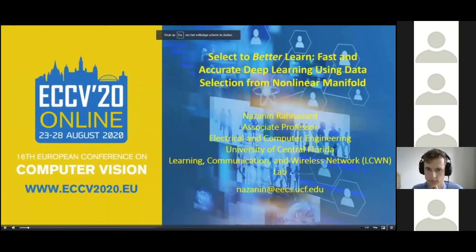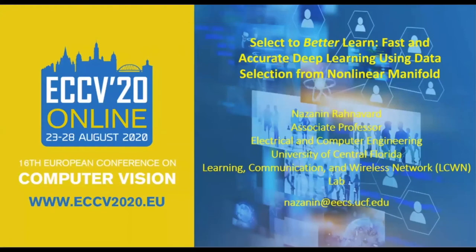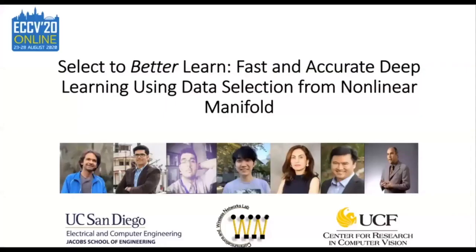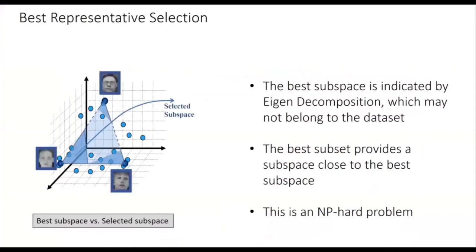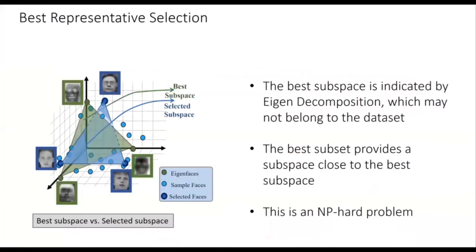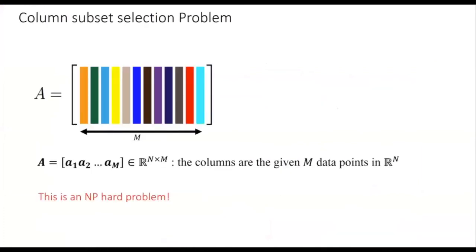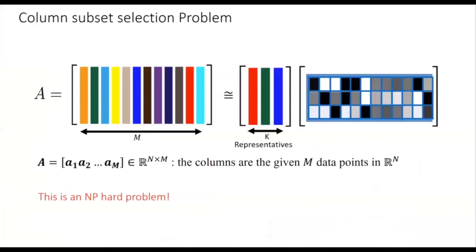Hello, my name is Nazan Rahnavard, and this presentation is about our recent work on introducing a fast and accurate algorithm for selecting best representatives of a large dataset with many applications in deep learning. Given a data set, our aim is to select only k data points whose linear combinations best approximate the whole data set. For that, the subspace of the selected data points should be closest to the subspace spanned by the first k spectral components. This problem can also be cast as a column subset selection problem, which is NP-hard.